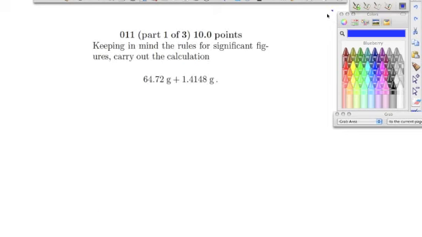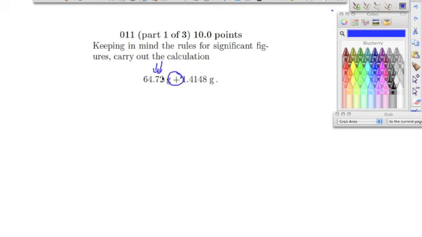Okay, on to number 11. It says, keep in mind the rules for significant figures, carry out the following calculations. Now, rules for significant figures: anytime we are adding or subtracting, we will round to the least number of decimal places. So we see that 64.72 has 2 decimal places, and we see that 1.4148 has 4 decimal places. So the least number of decimal places is going to be 2. So we will round everything to 2 decimal places.